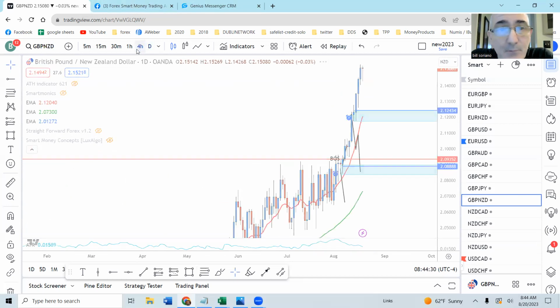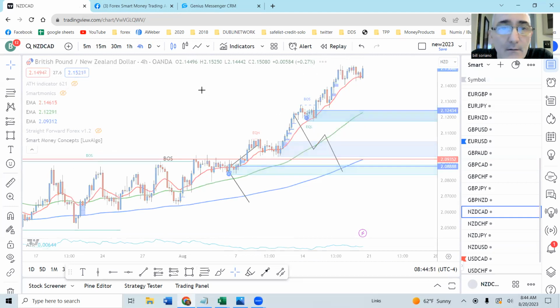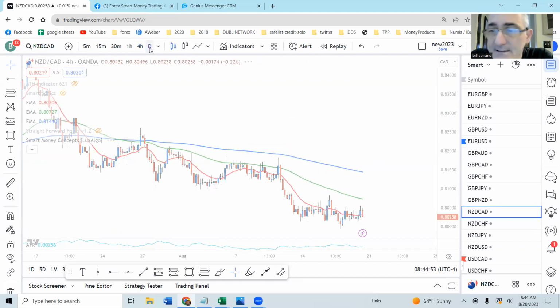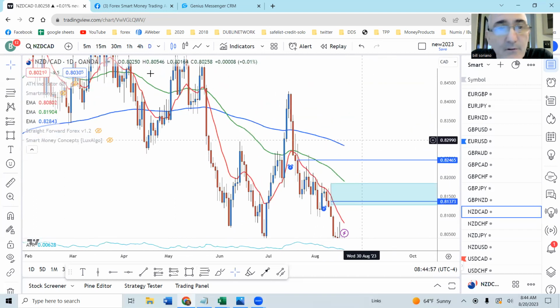GBP NZD has been bullish as well. Again, we did get breaks of structure to the upside, but we don't have any order blocks to trade from. So we're going to keep our order block right here that we have already selected, and we have our alert already set on that. NZD CAD, we have a bearish order flow on this one.